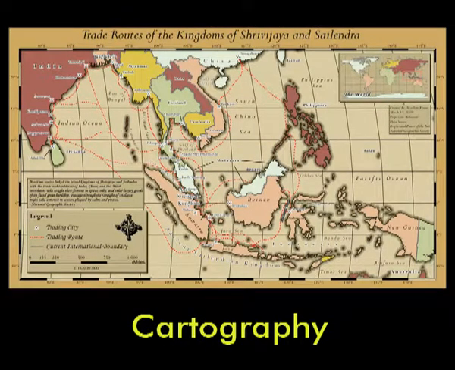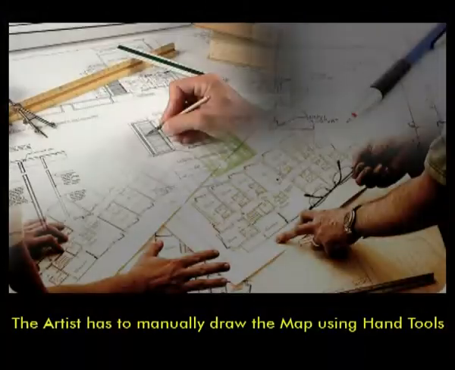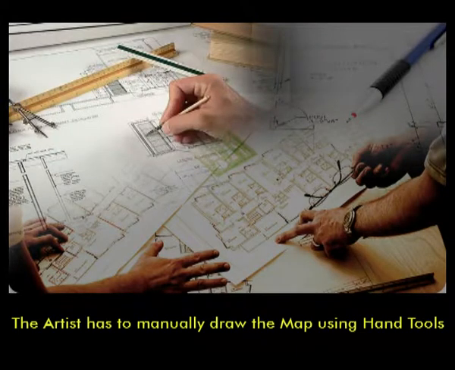What is cartography? Cartography is the art, science, and technology of making maps. Cartography was used as early as 23rd century BC in Babylon. In this technique of map making, the artist has to manually draw the map using hand tools, thus making it a time consuming and also difficult method of geographic representation. Graphic representation of the geographical settings can be called a map.